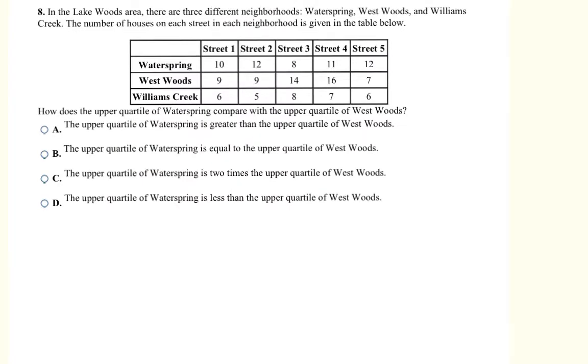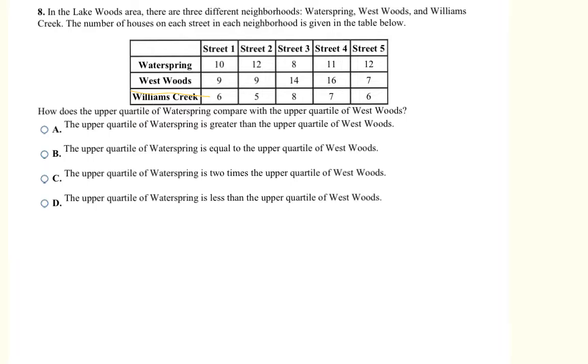This problem here says in the Lake Woods area, there are 3 different neighborhoods: Water Spring, Westwoods, and Williams Creek. The number of houses on each street in each neighborhood is given in the table below. How does the upper quartile of Water Spring compare with the upper quartile of Westwoods? So to find the upper quartile, I have to find the median of the top part of the data. And it's just asking about Water Spring and Westwoods, so I don't really need to do anything with Williams Creek for this problem.